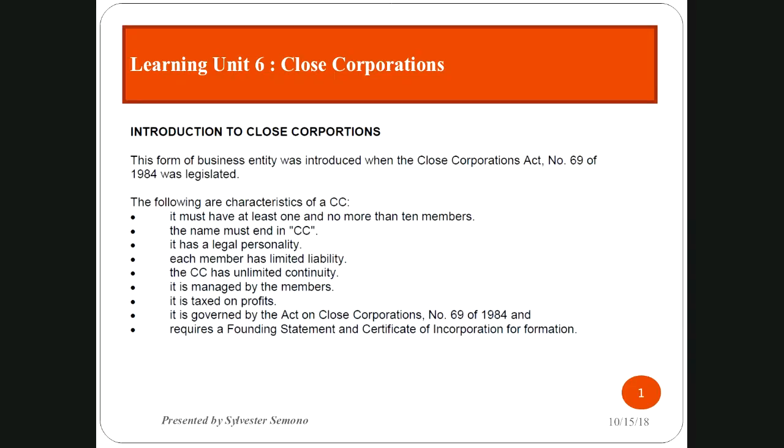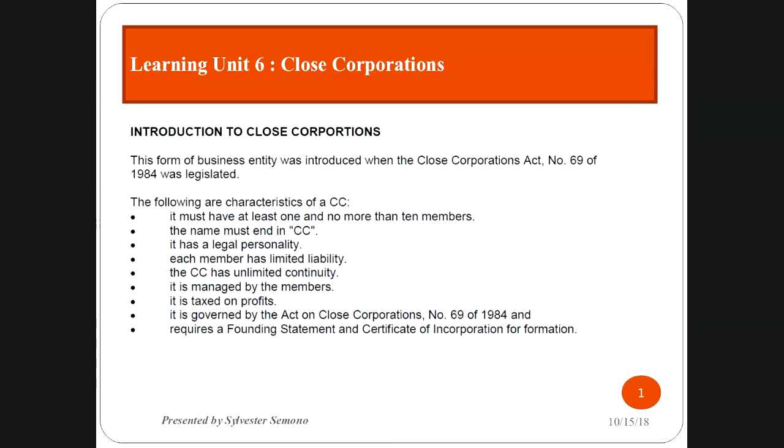Each member has limited liability. This means that the assets of the business are not combined with the assets of the members. So if the business owes you, it means you cannot claim that particular amount of money or entitlement against the members. You can only claim it against the close corporation. So unless the members made personal guarantees, then you can claim against their assets.